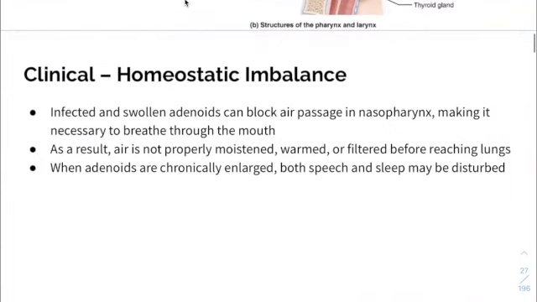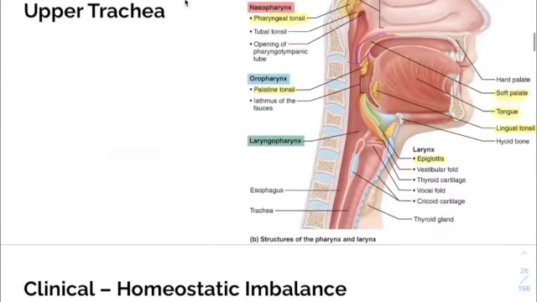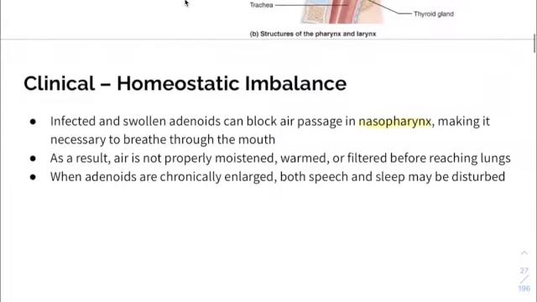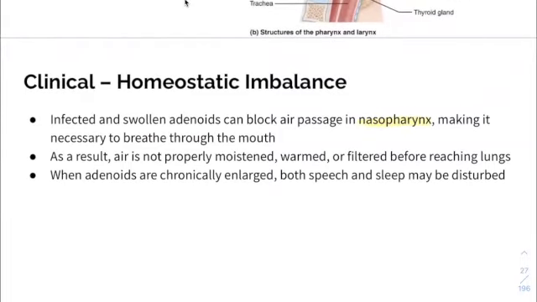So if your adenoids or tonsils get swollen and infected, they can actually start to block that nasopharynx, which is why you'd have to start breathing through your mouth. Because if those tonsils swell up enough, they're going to completely block off that area. You're not going to be able to get air through. So your air doesn't really get moistened before it goes to the lungs. It doesn't get warmed either, especially on cold mornings like we've been having.